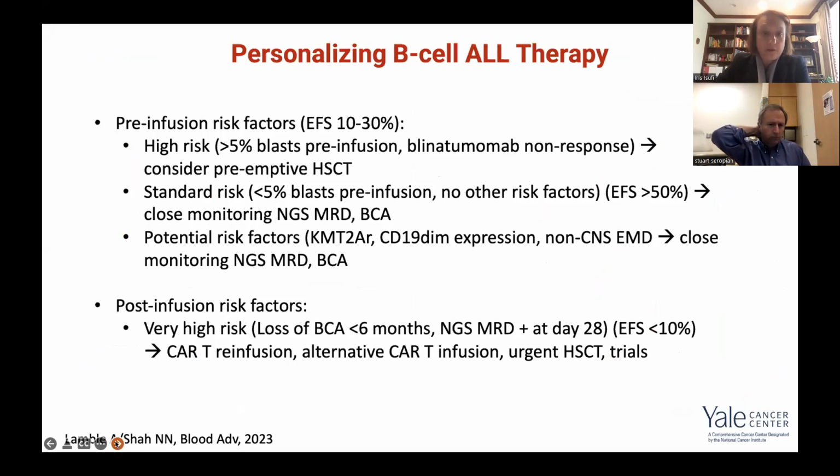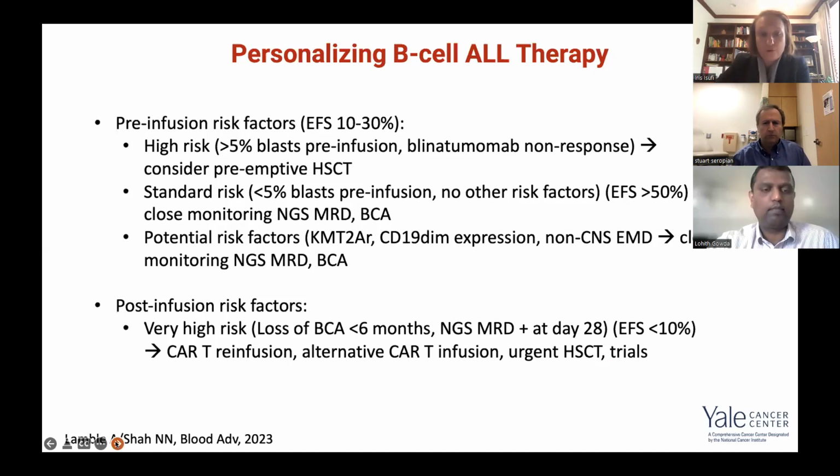some patients may still have some persistent B cells there, but still relapse early, and we really need to move those patients toward clinical trials or doing an urgent allogeneic stem cell transplant.